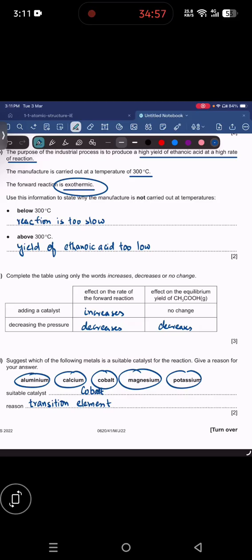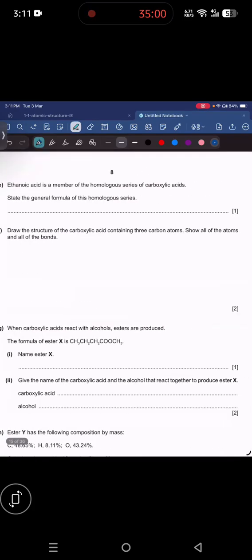Now, let's move forward. Ethanoic acid is a member of the homologous series of carboxylic acids. State the general formula of this homologous series. So the general formula of the homologous series is CnH2n+1COOH. Draw the structure of a carboxylic acid containing three carbon atoms. Show all of the atoms and all of the bonds. We have to draw the structure here, not a dot and cross diagram.